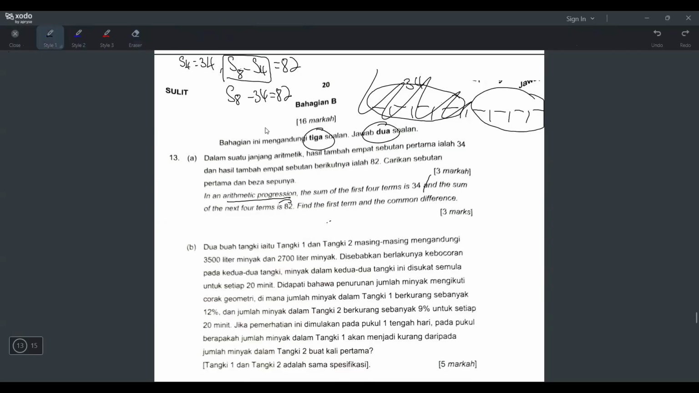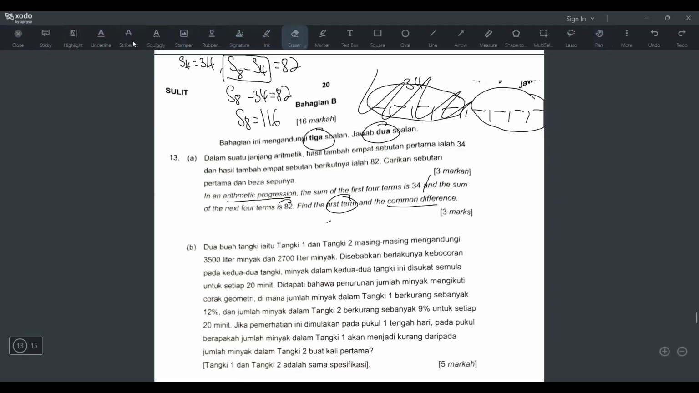So your S8 will be 82 plus 34. You will end up with, let's press calculator, 116. Now you have two pieces of information, S8 and S4, but they ask you to find A and D, the first term and common difference. So you need to use the Sn formula.